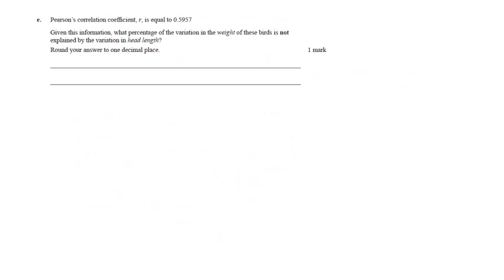Okay, so this is another classic problem that they always like to play around with, giving you R and wanting you to get R squared, or giving you R squared and wanting you to find R. So they've given us R is 0.5957, and we've got to use this information. What percentage of the variation of the weight in birds is not explained by the variation in head length?